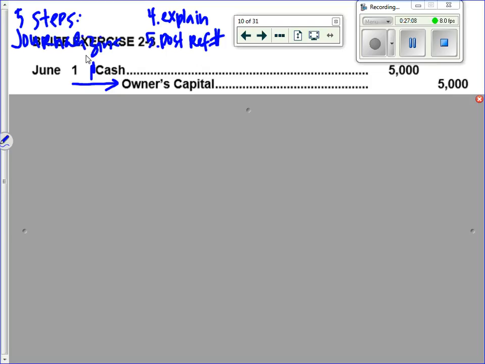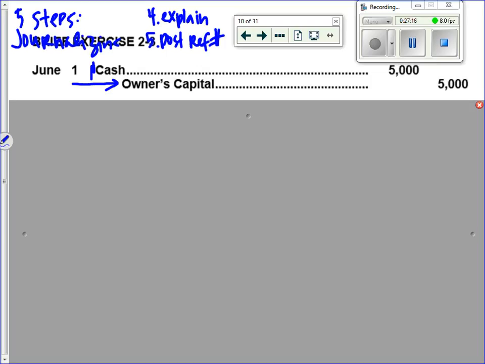What's the 4th step, even though they told us we didn't have to do it? Explain. So on that next empty line, do you have a next empty line before the next? Okay. That's where you basically reword what happened. So let's just say owner invested cash in business.